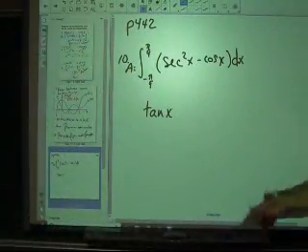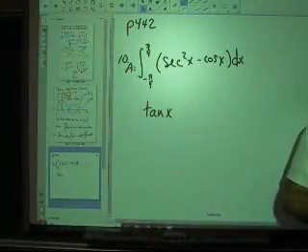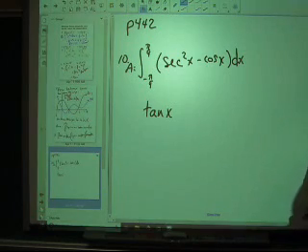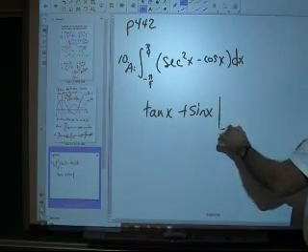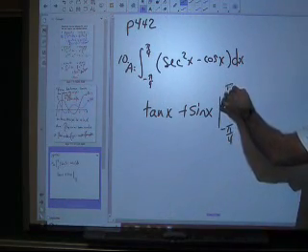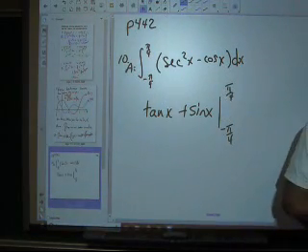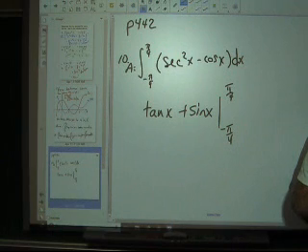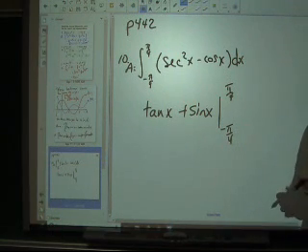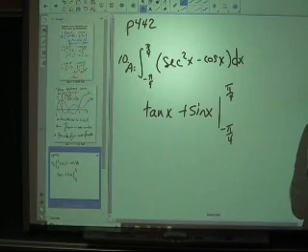What is the antiderivative of the cosine of x? So then that becomes plus the sine of x evaluated between negative pi over 4 and positive pi over 4. To evaluate the secant, you do 1 divided by the cosine. To evaluate the secant squared, you do 1 divided by the cosine of x in parentheses, and then square it.